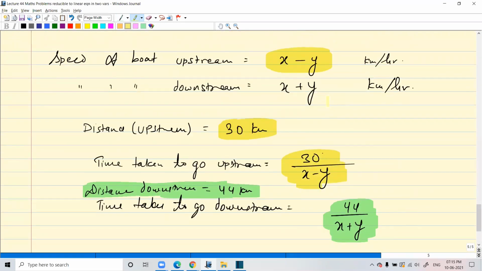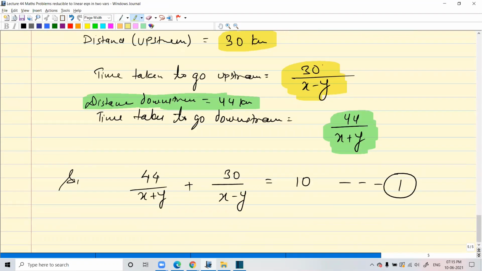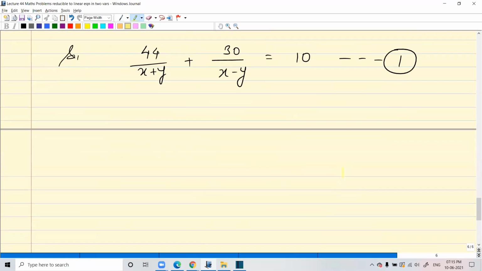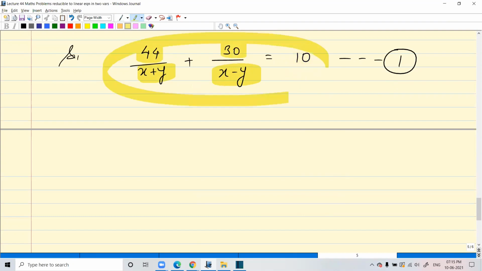But from now on, don't write so many stories. Don't write so much. Just look at the equation. You know your downstream speed. You know your upstream speed. Just put the distance above it and write the total time over here. So remember this format. This will always be like this. Okay, so this format is important.